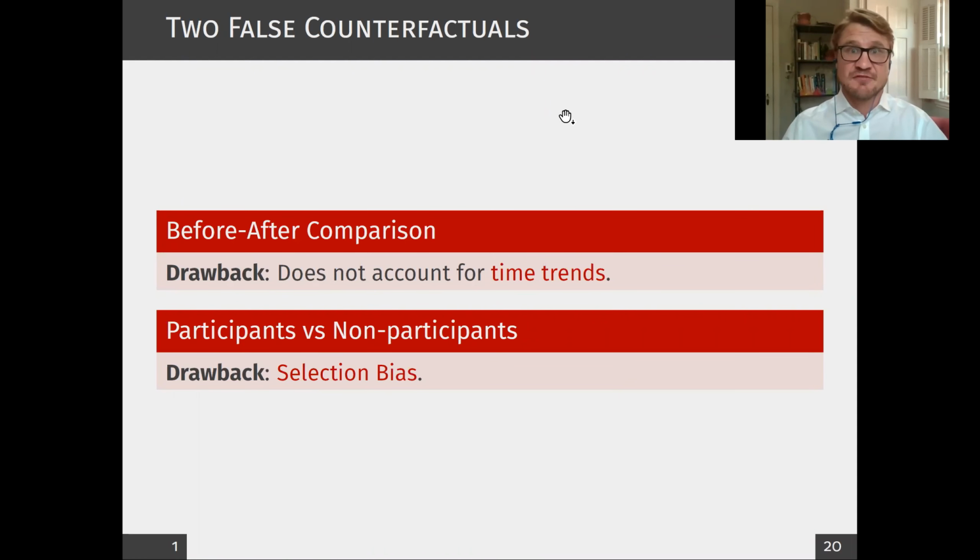In the first lecture of this course, we talked about two wrong counterfactuals. Remember, counterfactual is what would have happened in absence of the program, the what if. You can do a before and after comparison, but that does not account for the time trends that might have taken place in absence of the program. Or you could compare participants versus non-participants, but that could be selection bias. Those who participate might have very different characteristics compared to those who do not participate.